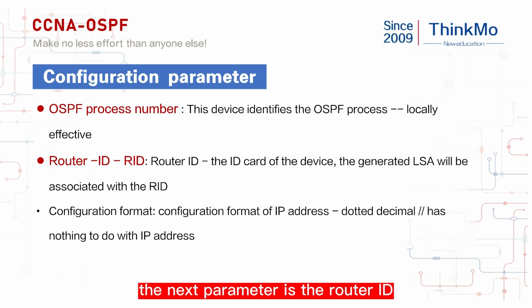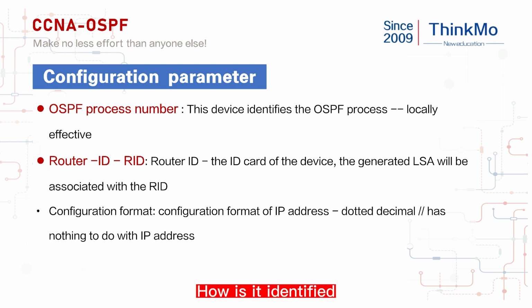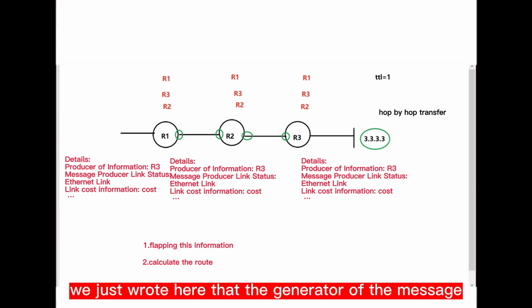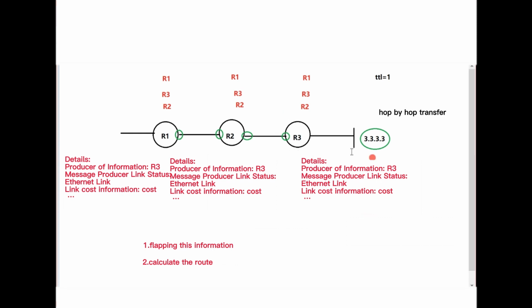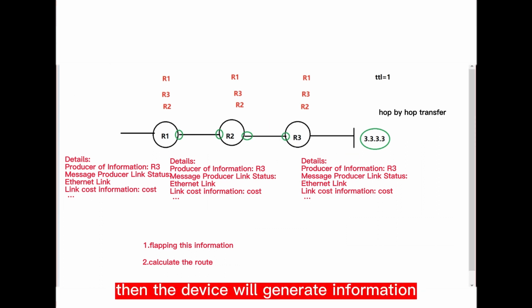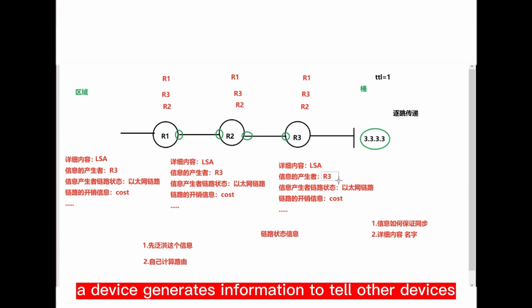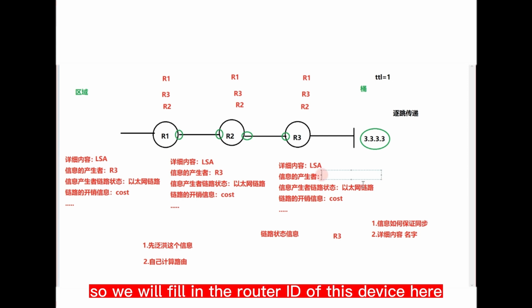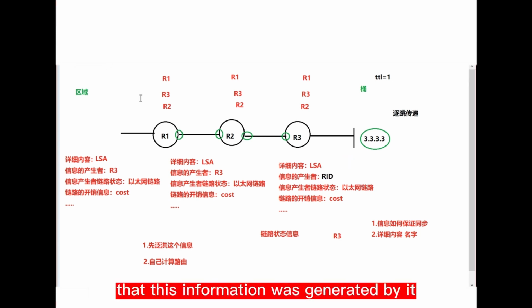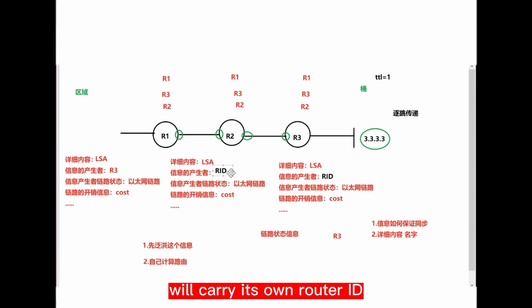The next parameter is the router ID. How is it identified? Let's go back to this picture. We just wrote here the generator of the message. I am R3, and if I make some announcements, then the device will generate information. A device generates information to tell other devices, so we will fill in the router ID of this device here. It tells other devices that this information was generated by it. So the information generated by each device will carry its own router ID.